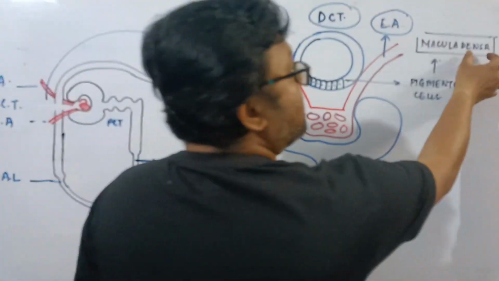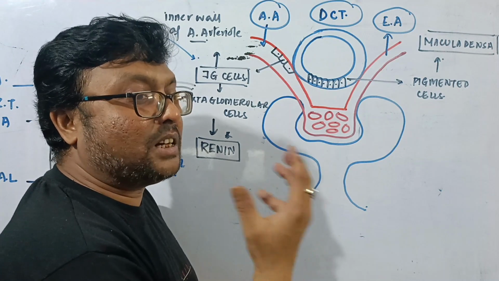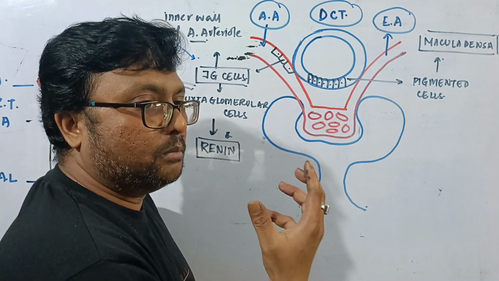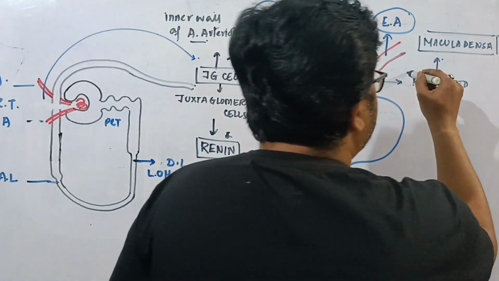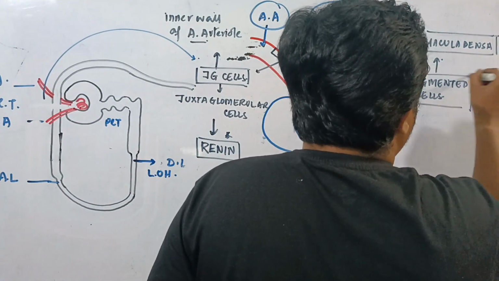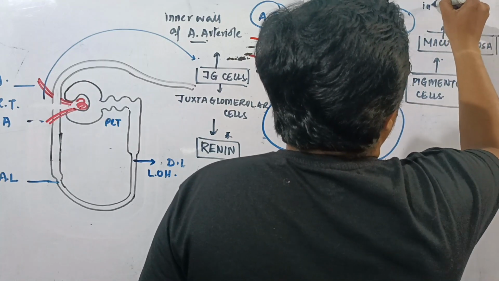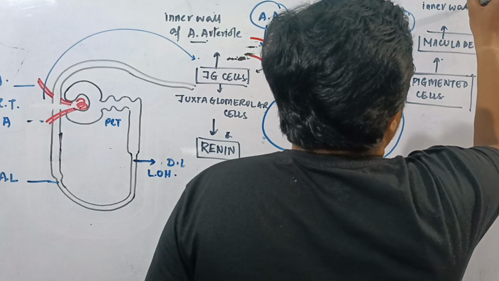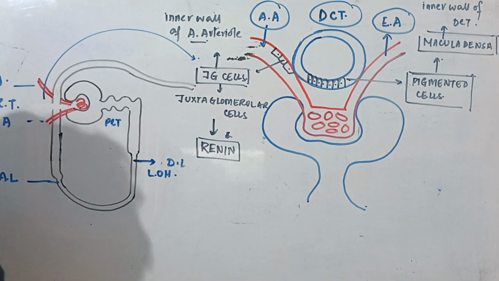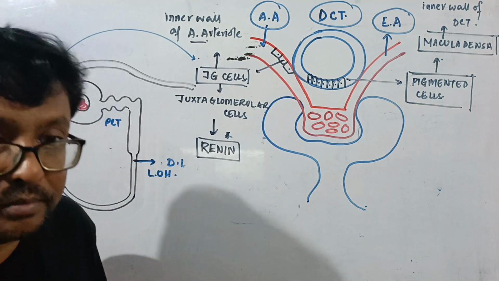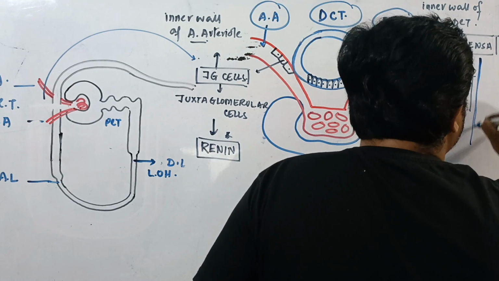Macula densa, from the name itself, densa indicates that these are dark colored cells. So these are pigmented cells, and where are they generally found? They are generally found in the inner wall of the DCT. Is it clear? Yes, sir. Okay, now what is the function of this macula densa?